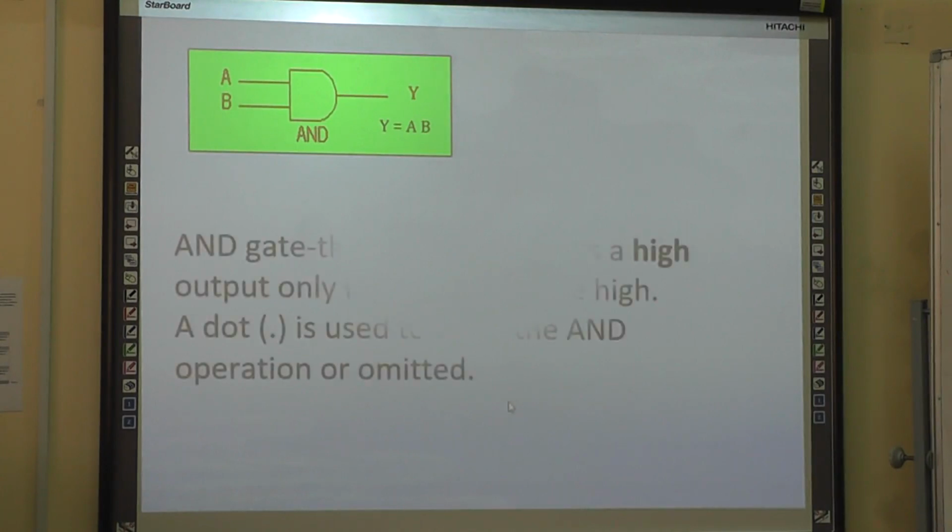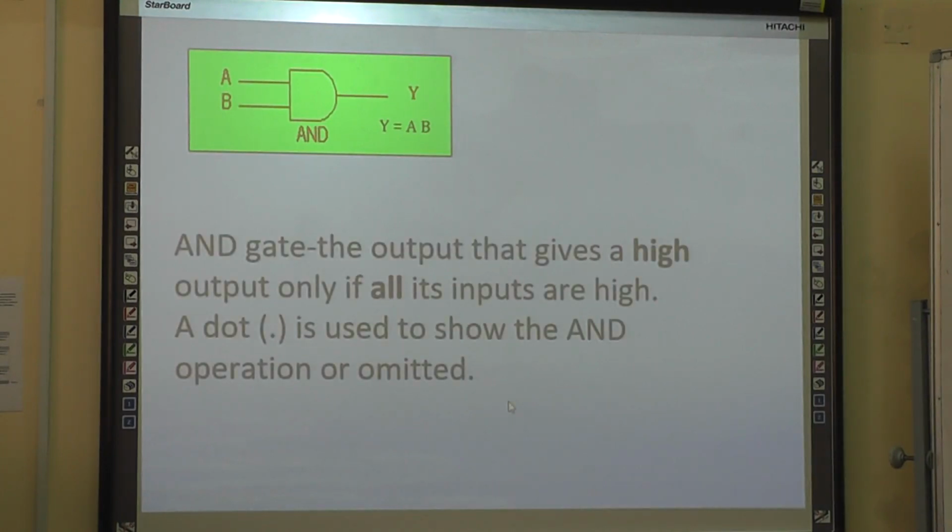Here's another gate. This is called the AND gate. It is somewhat different in the figure from the OR gate. Just be particular with the symbol. The AND gate gives a high output only if all its inputs are high.